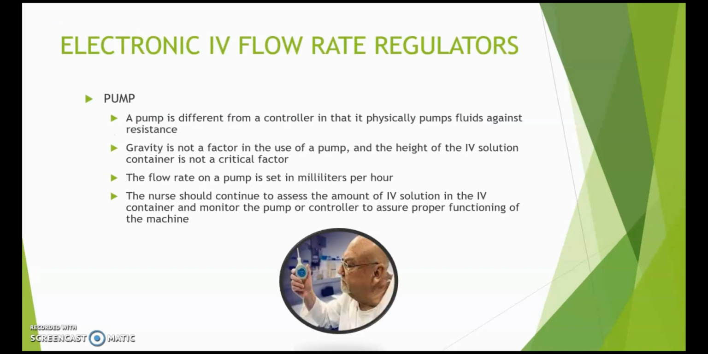Let's talk about pumps. A pump is different from a controller in that it physically pumps fluid against resistance. Gravity is not a factor in the use of a pump, and the height of the IV solution container is not a critical factor. The flow rate on a pump is set in milliliters per hour. The nurse should continue to assess the amount of IV solution in the IV container and monitor the pump or controller to assure proper function.